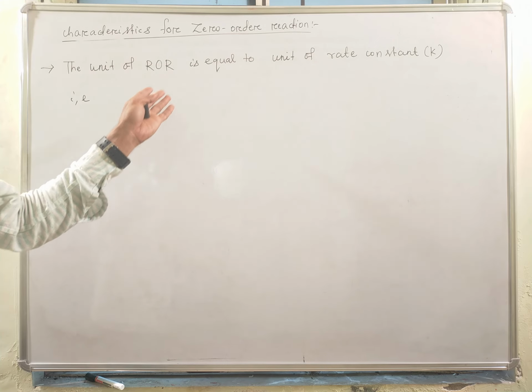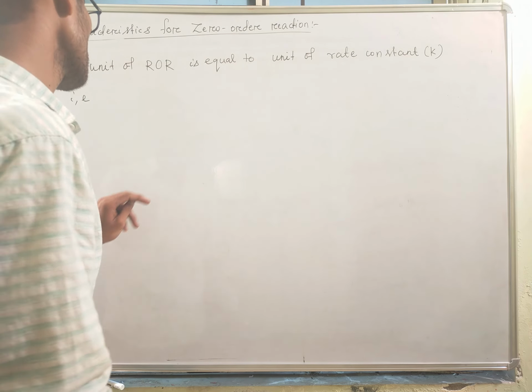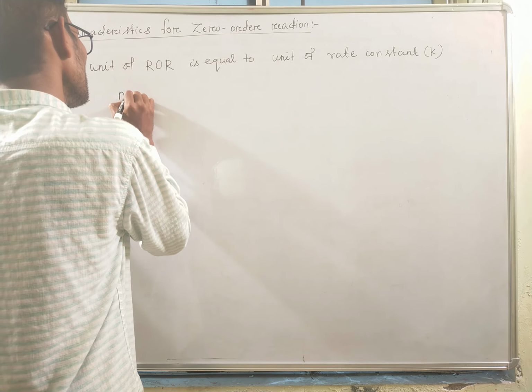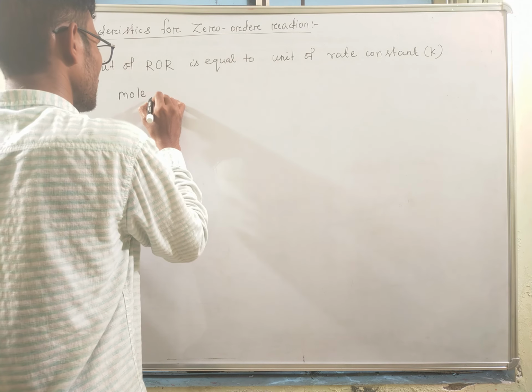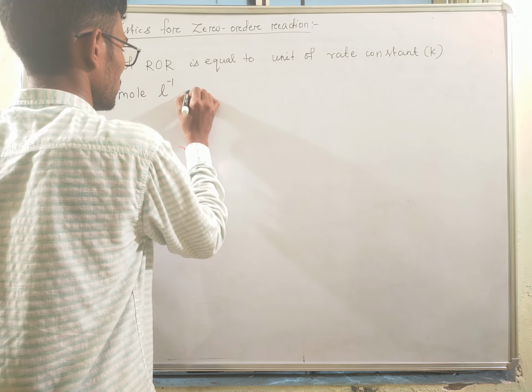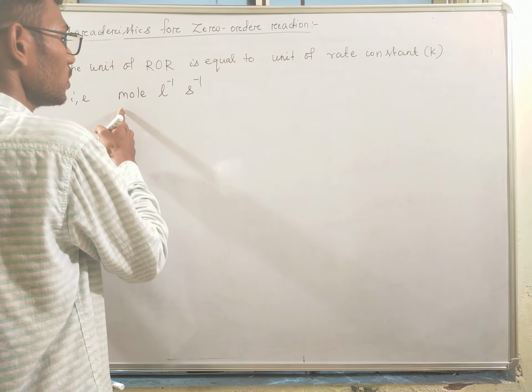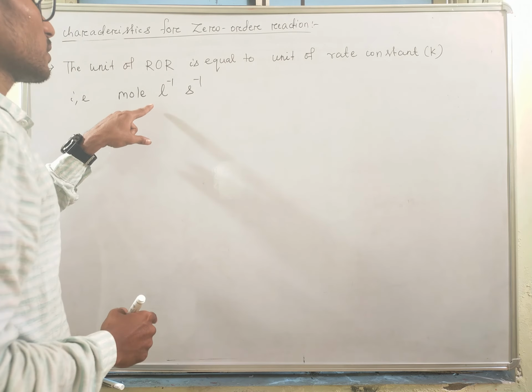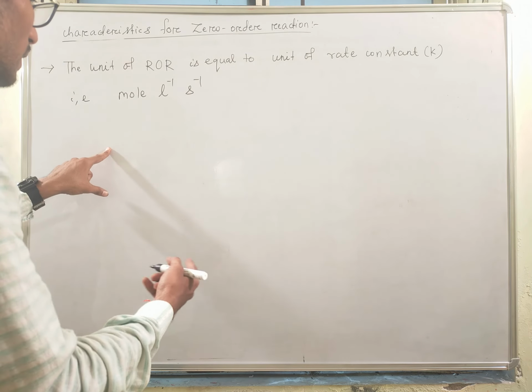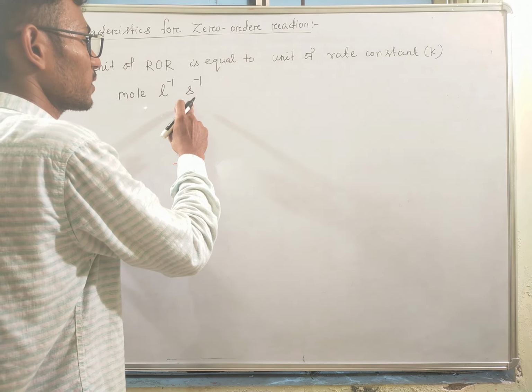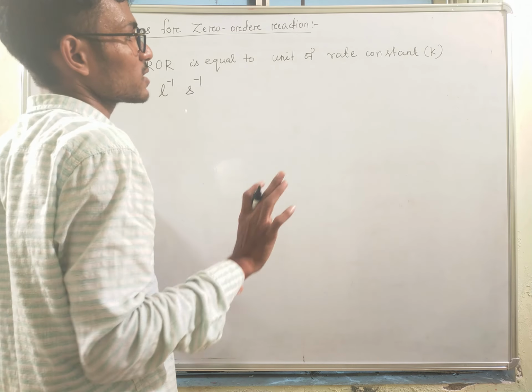The unit of rate of reaction will be the same as the unit of rate constant. That will be mole liter inverse second inverse. This is the unit of ROR and the unit of rate constant for zero order reaction as well.